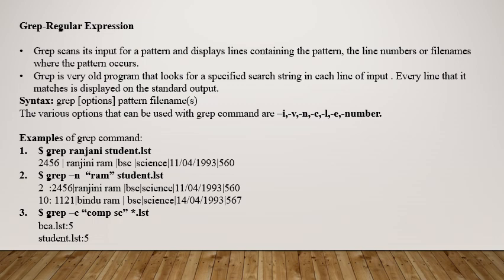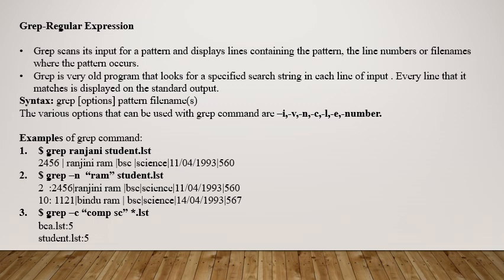Grep, the argument is my search pattern. What is the search pattern? Rajni, and the file name is student.list. I'm going to search the pattern, and you can see it lists all the lines with the pattern in student.list. The line has what pattern? You can see Rajni. That is the output.